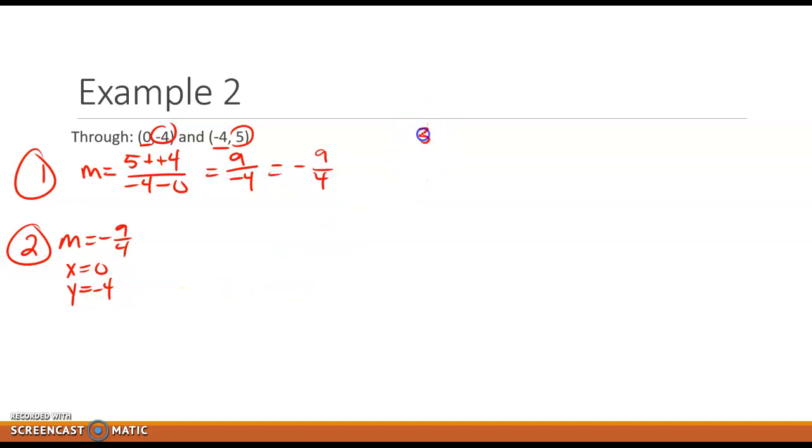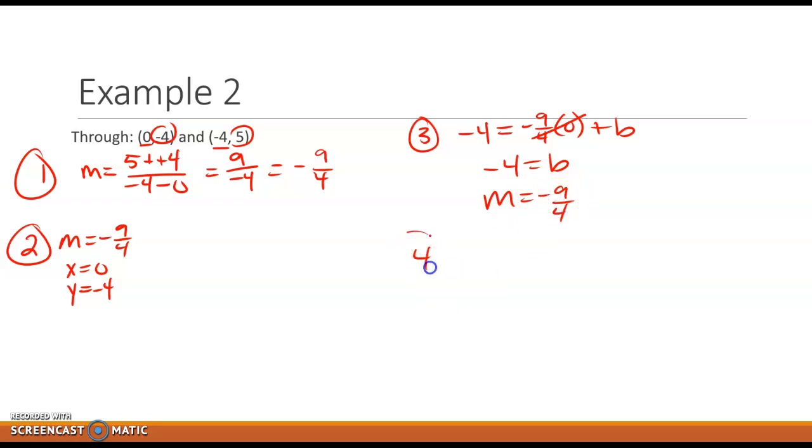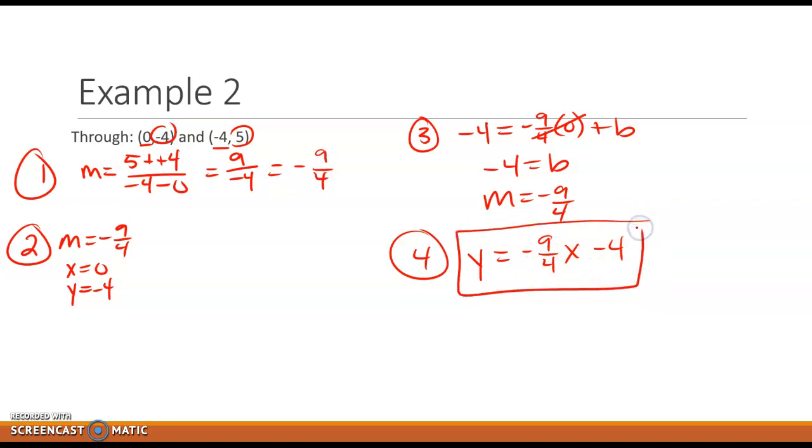From there, we're going to plug into our equation and solve for b. So negative 4 equals negative 9/4 times 0 plus b. And then anything times 0 is 0, so we get negative 4 equals b, because that goes away. So b is a negative 4, m is a negative 9/4. And so my final step is to rewrite y equals a negative 9/4 x minus 4. And that is our equation.